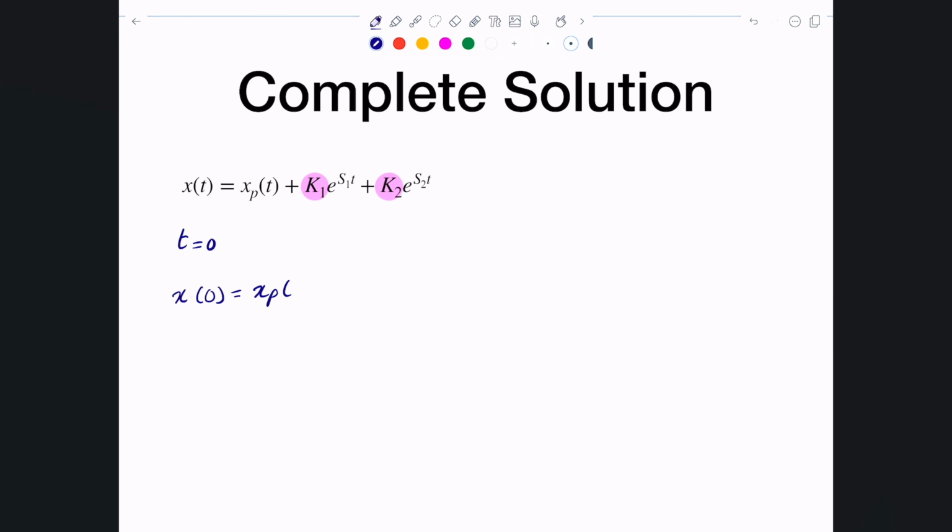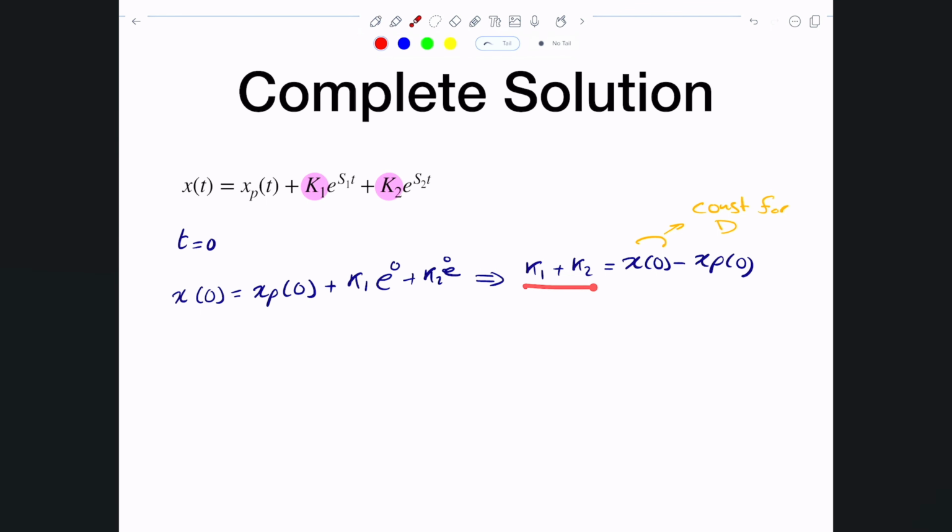And then you can tell me x_p evaluated at 0 plus k1 e to the power 0, which is just simply 1, plus k2, which is also e to the power 0, which is 1. That means k1 plus k2 is simply x(0) minus x_p(0). And the x_p, again, for DC sources, is just constant. So this is one equation that we'll be able to use to compute K1 and K2.